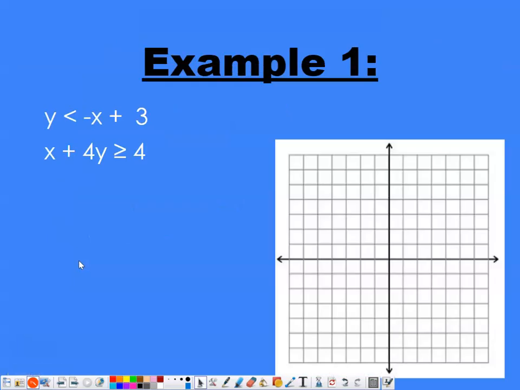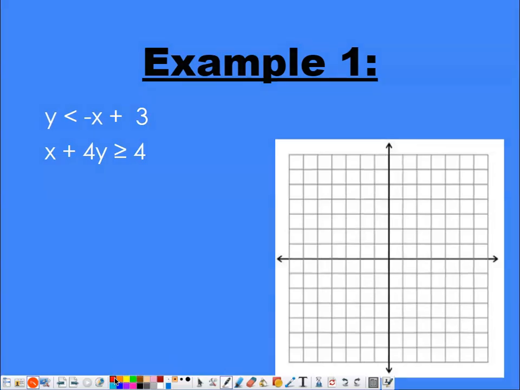Okay, so the first example that we have is this system of linear inequalities. We have y is less than negative x plus 3, and then we have x plus 4y is greater than or equal to 4. Okay, so let's go ahead. Let's use red for this first line. That is in slope-intercept form, so I know my slope is negative 1. My y-intercept is 3. Okay, so I'm going to go ahead and graph that. So we have a y-intercept of 3, goes up here, and then we have a slope of negative 1. So down 1.